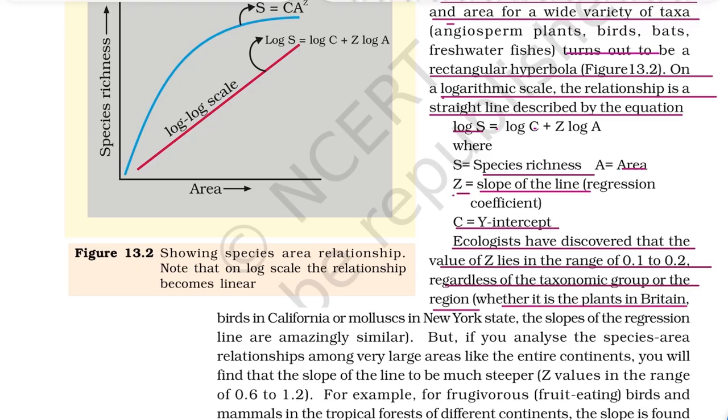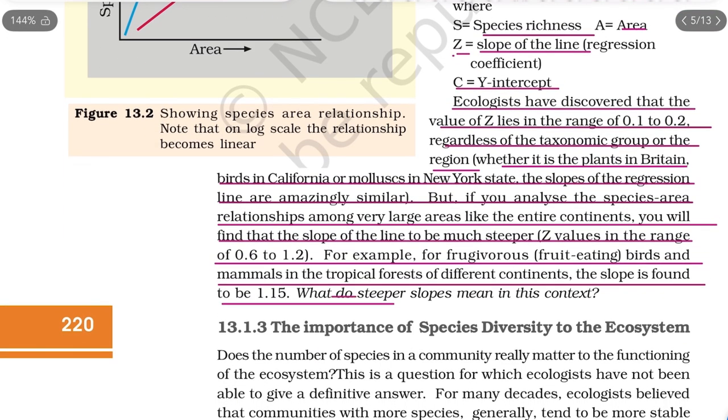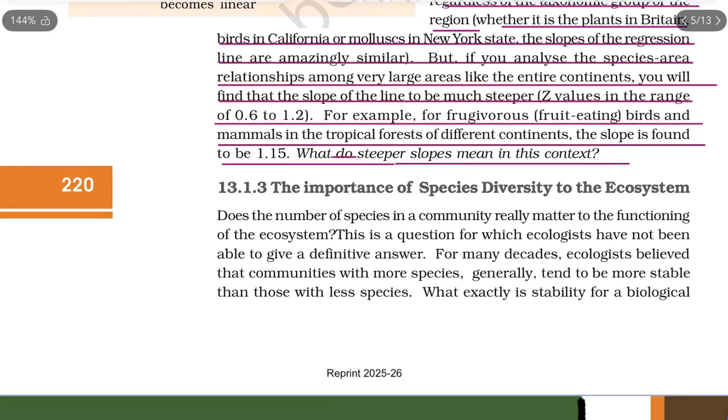Whether it is the plant in Britain, birds in California or mollusk in New York State, the slopes of regression line are amazingly similar. But if you analyze the species area relationship among very large areas like the entire continent, you will find the slope of the line to be much steeper, with Z values in the range of 0.6 to 1.2. For example, for the frugivorous, fruit-eating birds and mammals in the tropical forest of different continents, the slope is found to be 1.15. What does a steeper slope mean in this context?